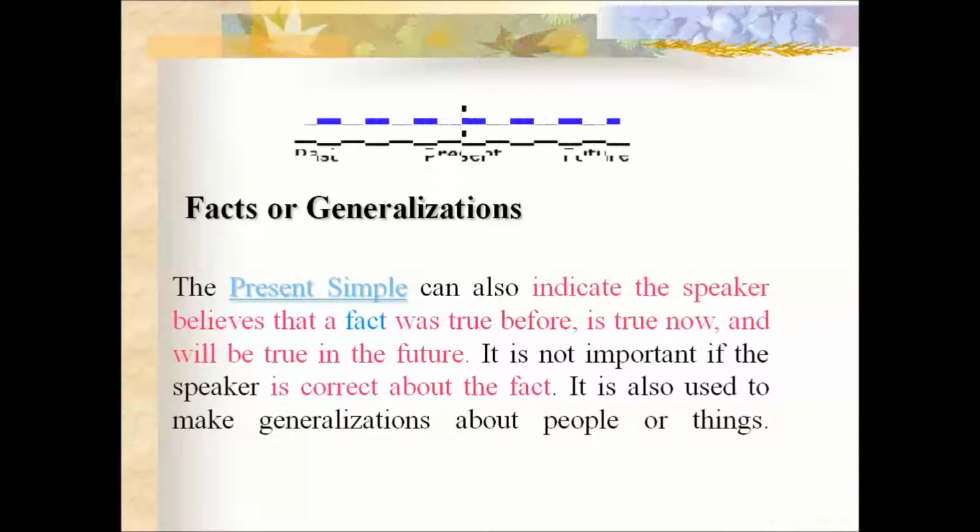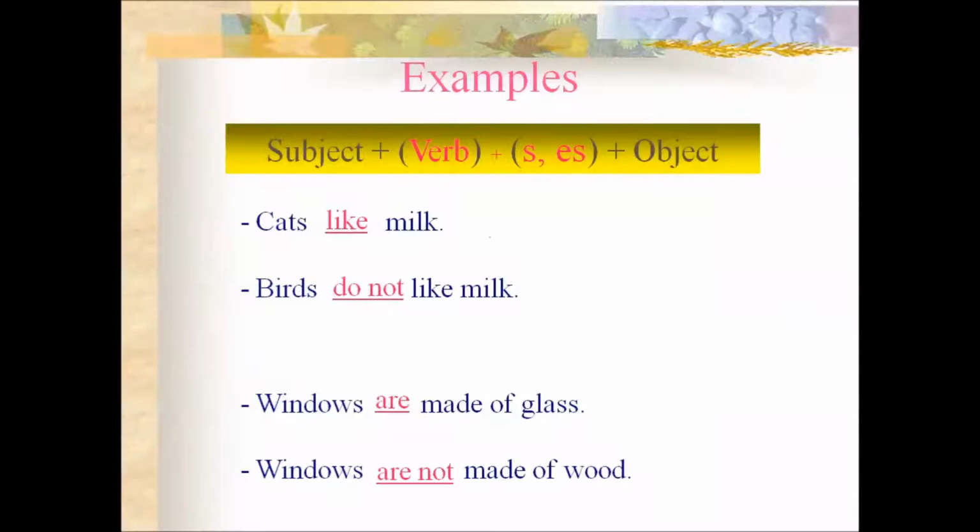Okay, go on. Now we are going to have a look at some more examples. For example, you can say that cats like milk. Is it true? Yeah, that is true. That is a generalization. Cats like milk. Birds don't like milk. Yes, that's it. Windows are made of glass. And windows are not made of wood. Okay, so I just show you some more examples.